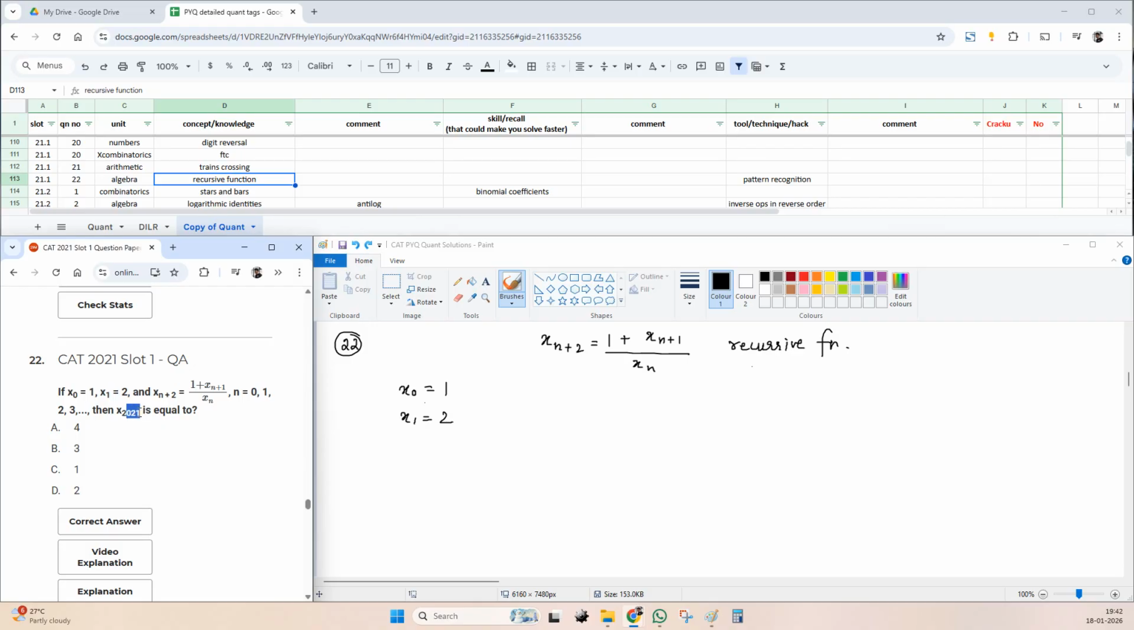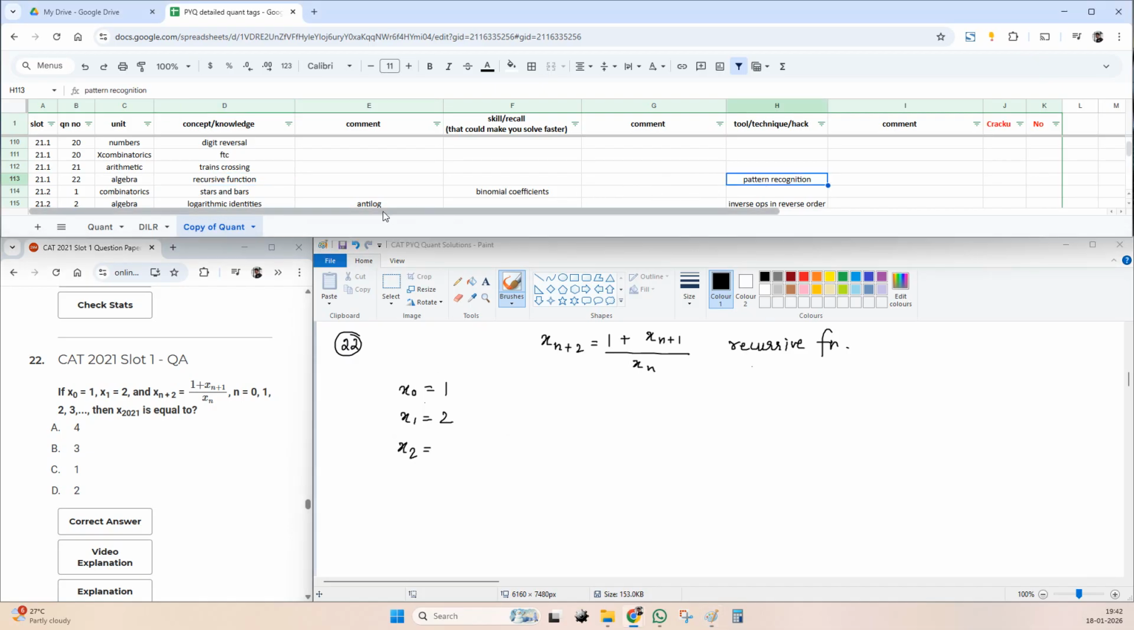So it doesn't matter how big this number is. The bigger it is, the more confident I am that there is a very neat trick that will help me solve this, right? So you have x0, x1, and you find x2. You see if you can find the pattern. The other comment I've given here is pattern recognition.